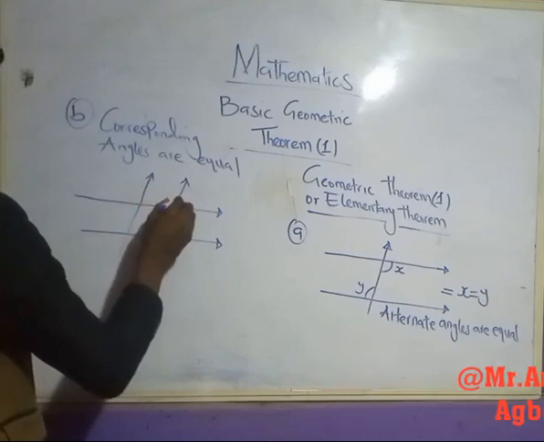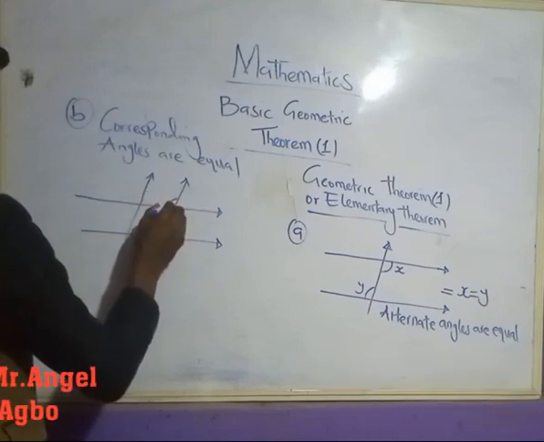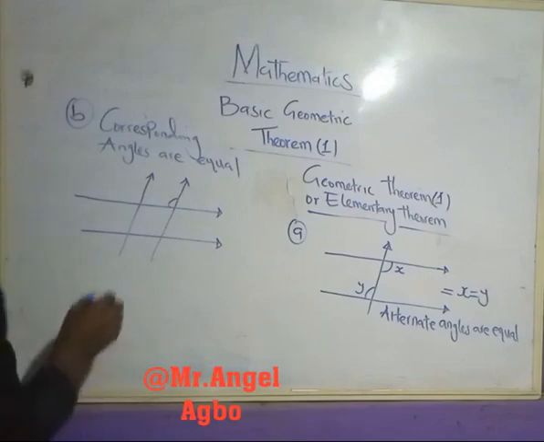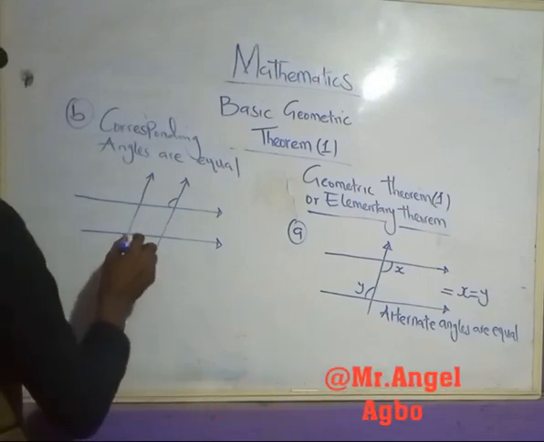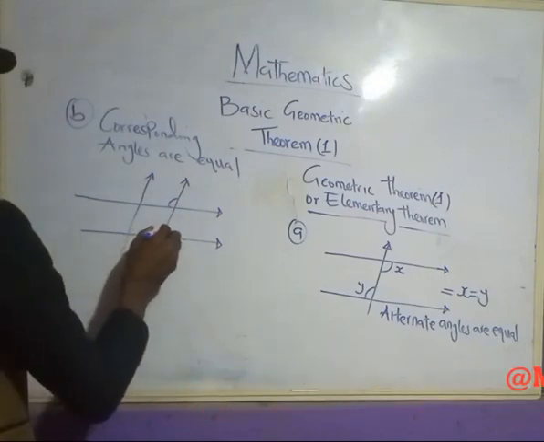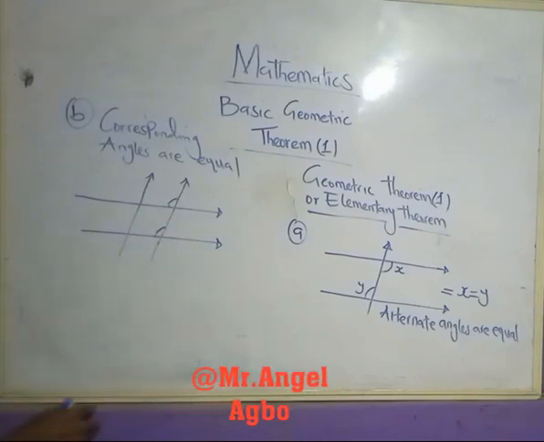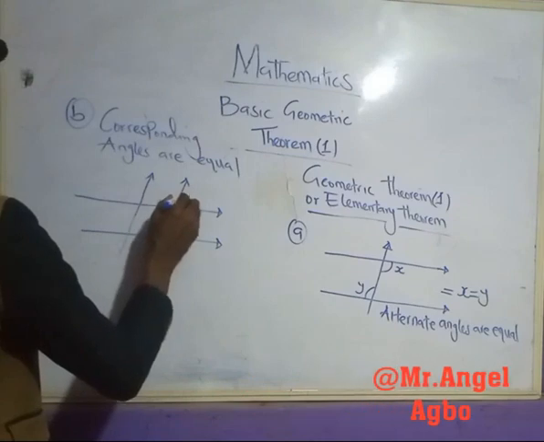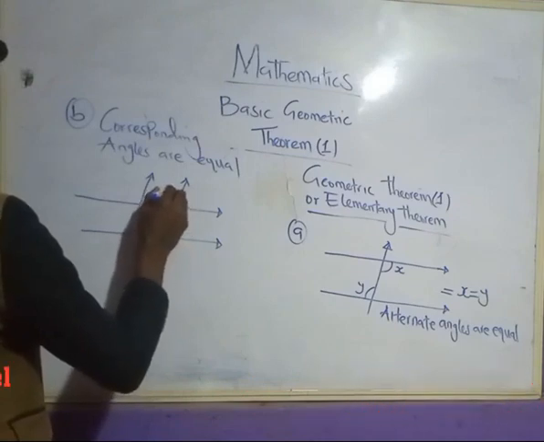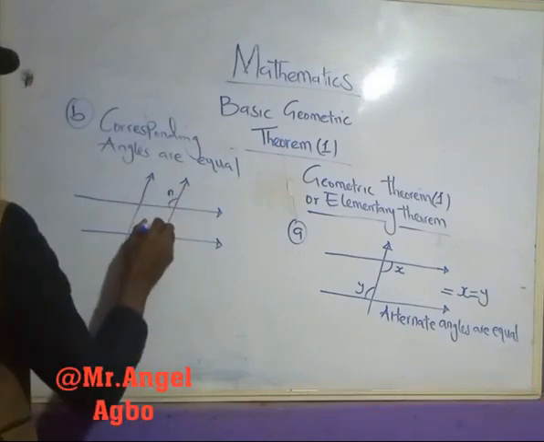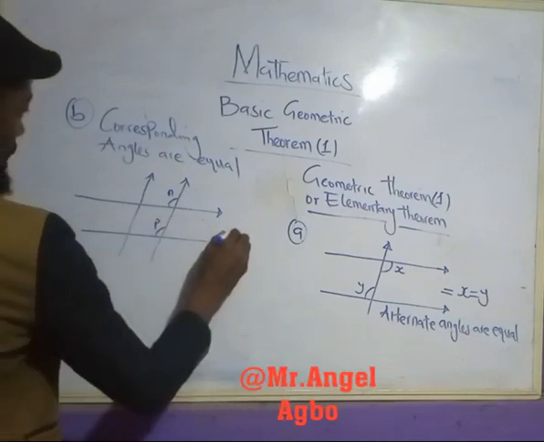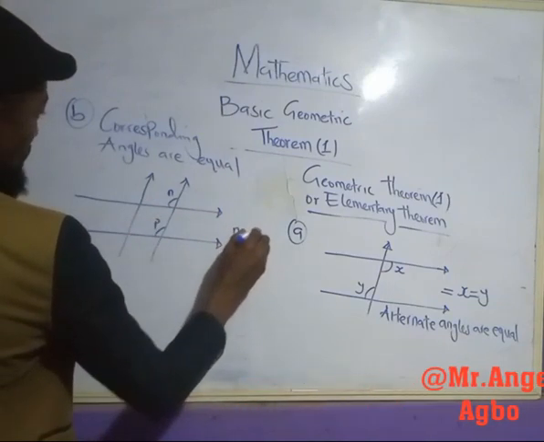Let's say this shape and this shape, and then this one as N and this one as P. N is equal to P.